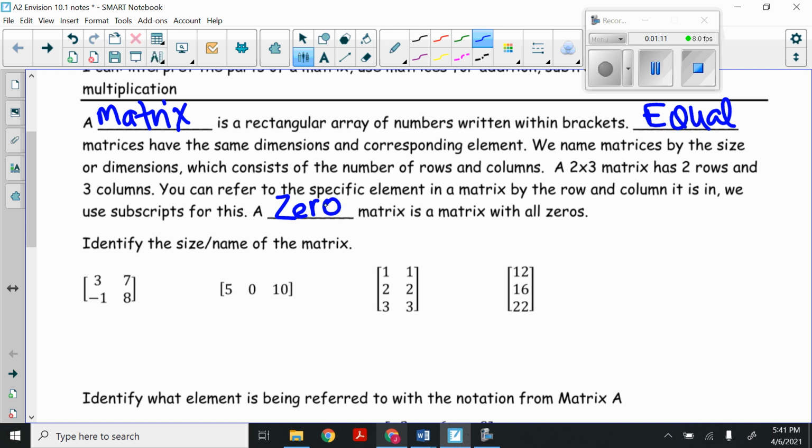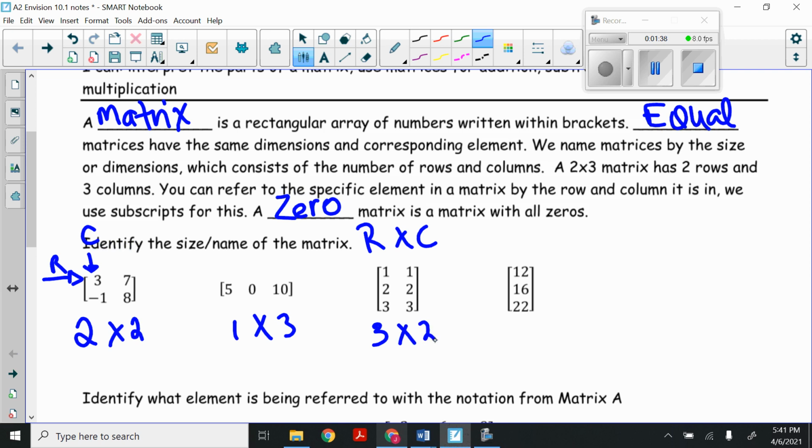So we're going to start out to identify the size or the name of the matrix. So again, this is rows times columns. Rows are horizontal, columns are vertical. So here I have 2 rows, 2 columns, so this is a 2x2 matrix. Over here I have 1 row and 3 columns, so it's a 1x3 matrix. This one I have 3 rows and 2 columns, so it's a 3x2. And here I have 3 rows and 1 column, so it's a 3x1 matrix.